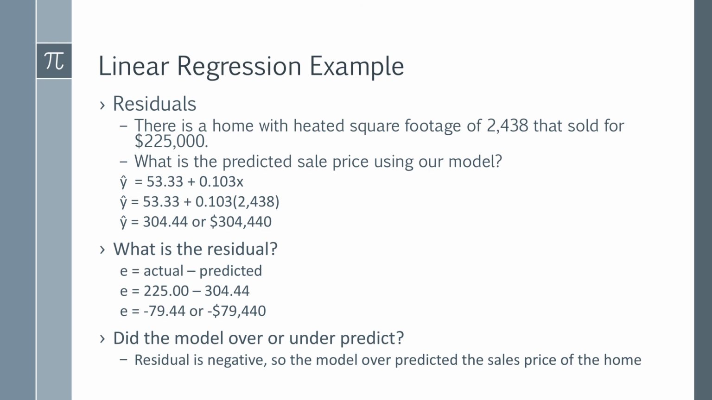So if we look back at our data, okay, the home actually sold for $225,000. Our predicted value was $304,440, so that's an over prediction. That's what gives us the negative residual. So once again, the residual is negative, so the model over predicted the sales price of the home.